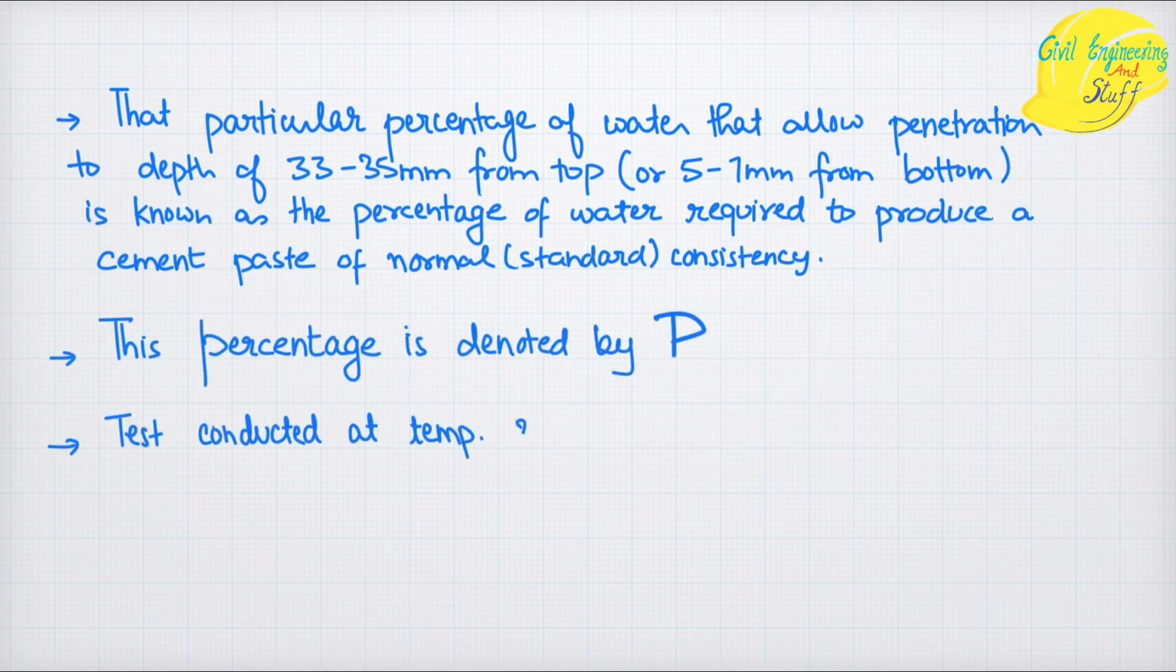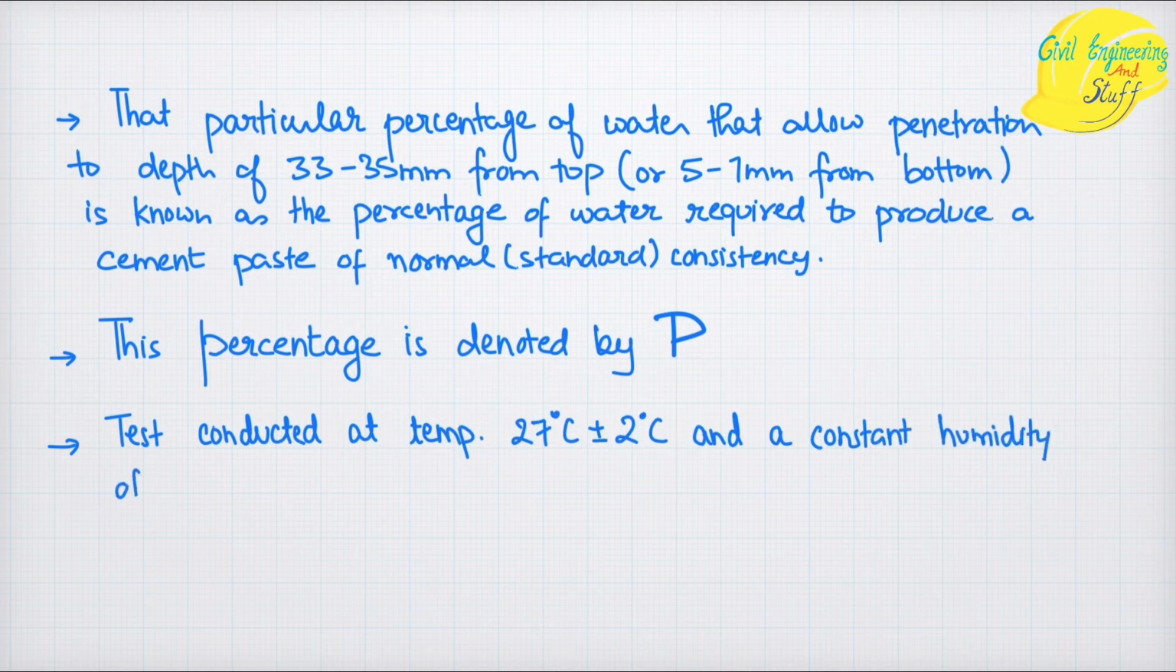This percentage of water, in this lecture, we are going to denote by P, right? So the appropriate quantity of water that will give us the consistent paste, in this lecture we are going to denote by the letter P. So wherever you see the symbol P, this means the quantity of water that will give us the consistent paste.